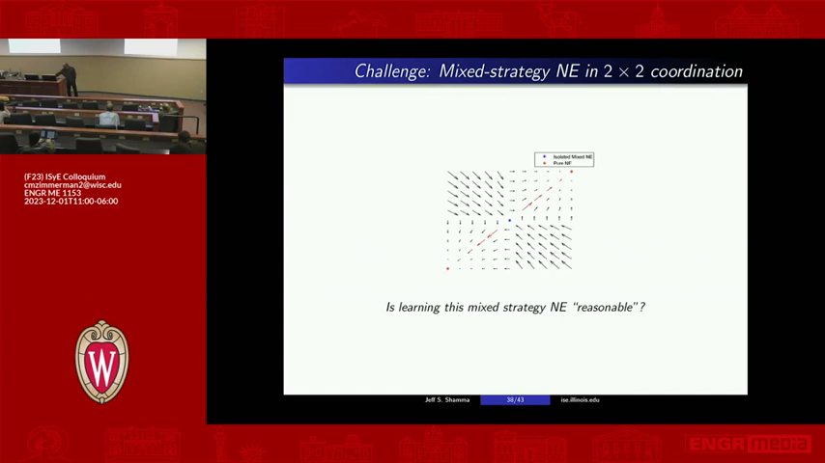And in fact, let's look back at a coordination game. Remember we had the two pure equilibria, both left equilibrium, both right equilibrium. This mixture was also an equilibrium. Is learning this equilibrium reasonable? Well, we've just changed the question to what's the definition of reasonable, okay? So we'll try to make an argument that learning this equilibrium is not reasonable, and we want to make that argument in a way that's not just pounding the table, okay? Learning this equilibrium is not a reasonable thing to do.